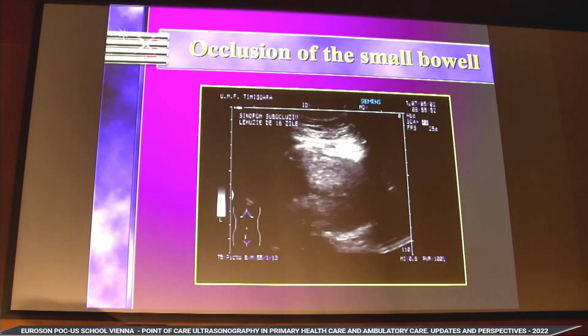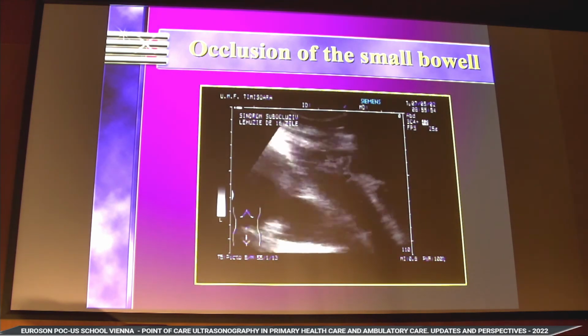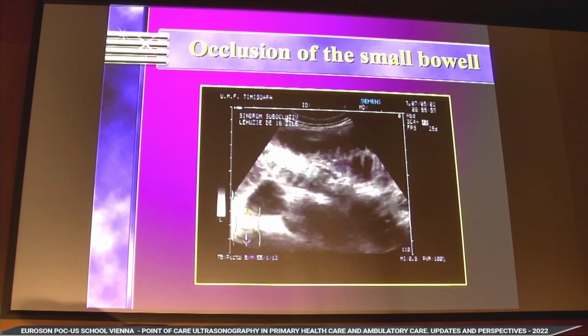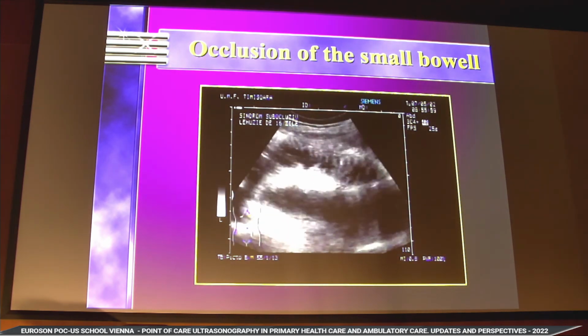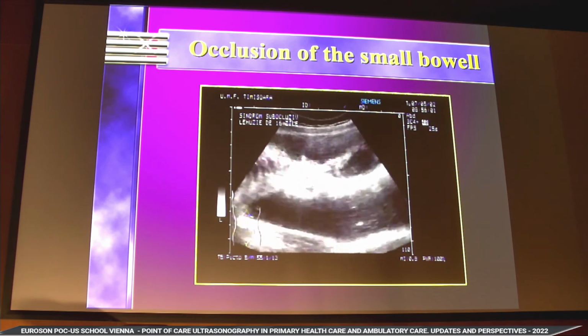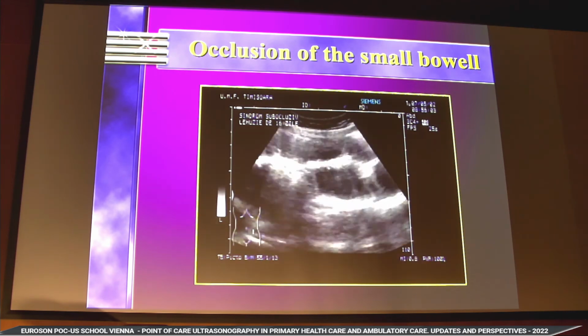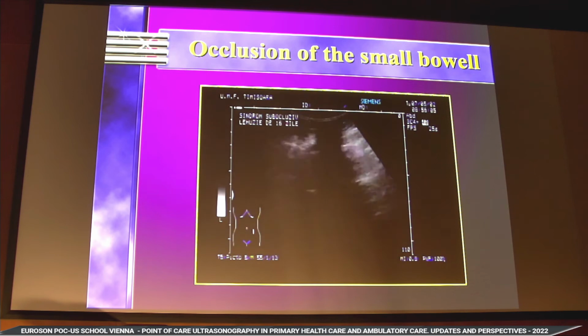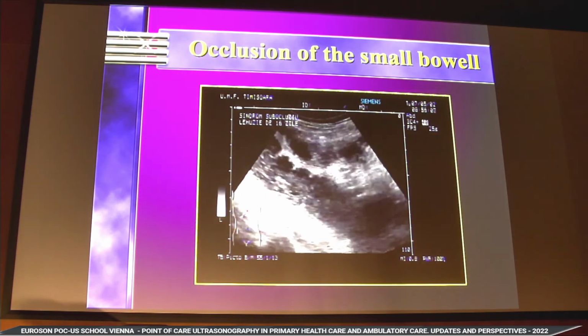Sometimes we can find only fluid inside the bowel loop. You can see very enlarged bowel loops. Look here, these are full of fluid. You can see valvulae conniventes here too.